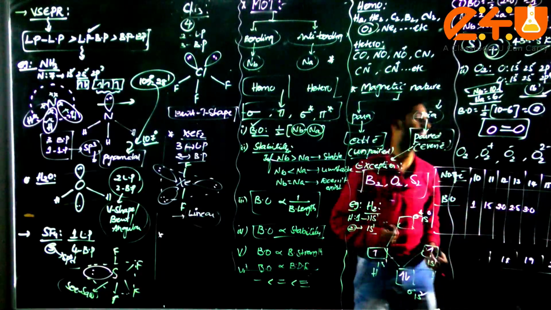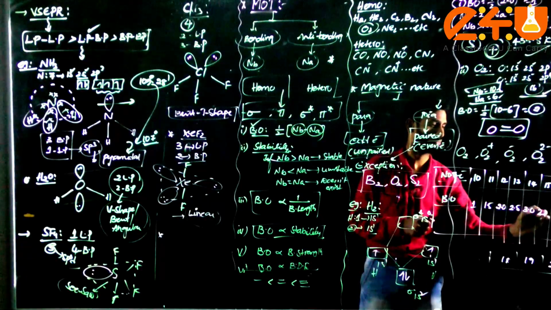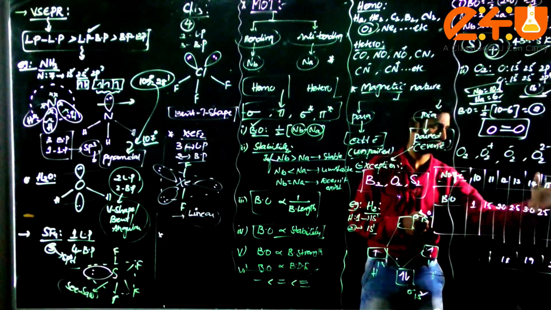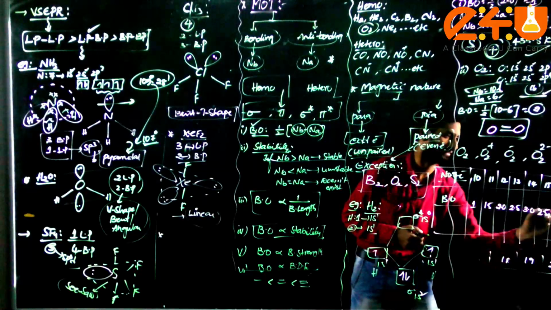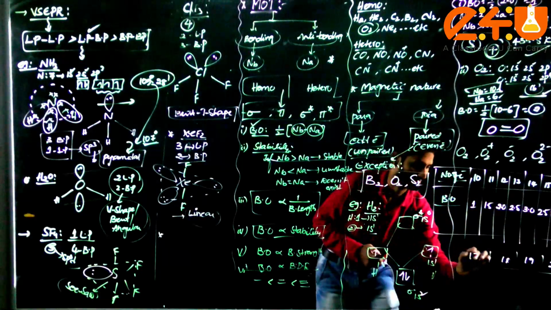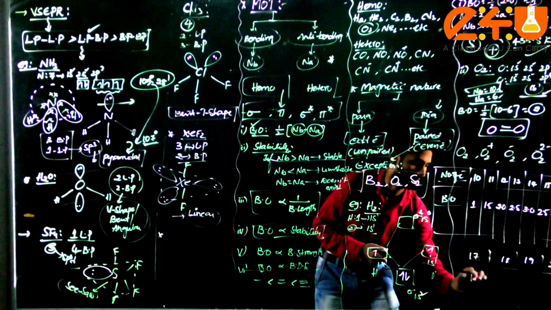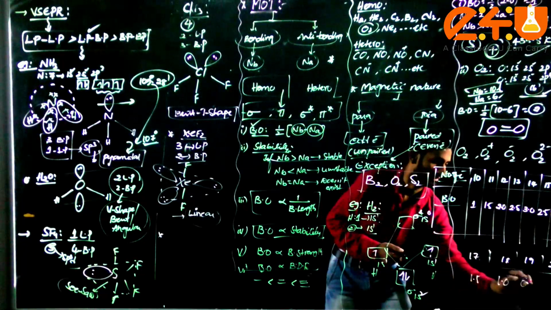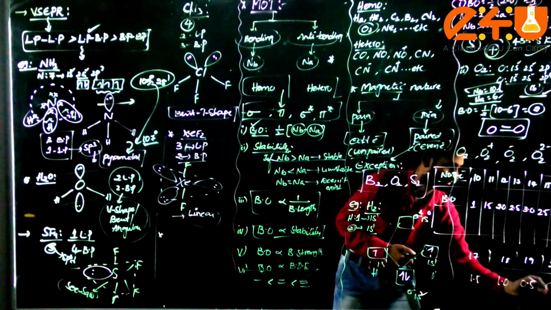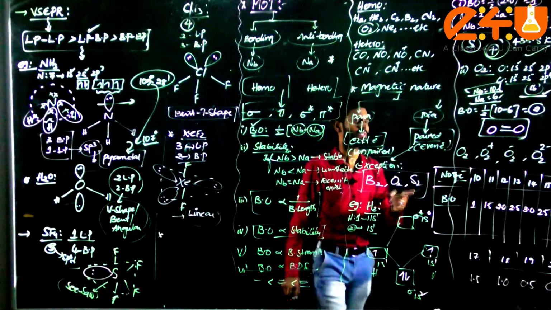Then you have to write the descending order. Let me write 2.5, next 2.0, and next 1.5, 1.0, 0.5 and 0. This is the way we can check it.